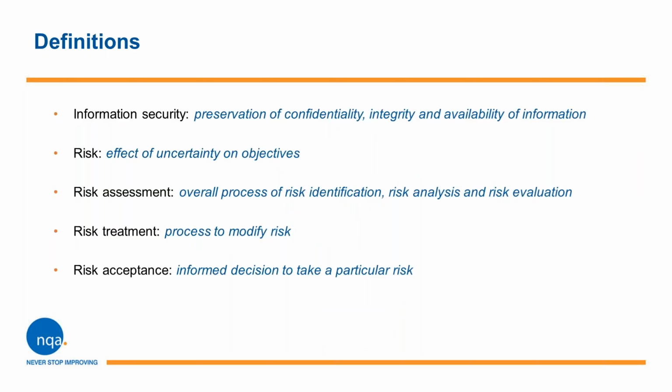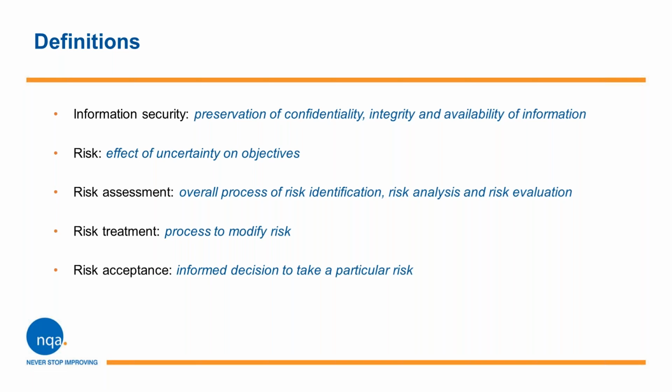So let's look at a few definitions then. These definitions are according to ISO 27000, which is the Information Technology Security Techniques and ISMS overview and vocabulary. So we've got the first one there, information security. This is a preservation of confidentiality, integrity, and availability of information, which we've just discussed. We've also got risk, which is common amongst most standards and most business practices. It's the effect of uncertainty on objectives.